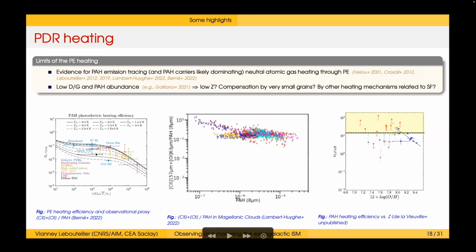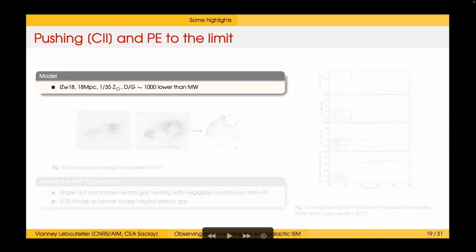And so what's happening here is that either there is another dust population that compensates for the lack of PAHs, and it's still the photoelectric effect happening, but with a different dust population, or it's a different gas heating mechanism altogether. So you need to go to very extreme sources with very little dust to show that. And this is the case, for instance, in I Zw 18, a blue compact dwarf galaxy 18 megaparsecs away, with a dust to gas mass ratio extremely low.